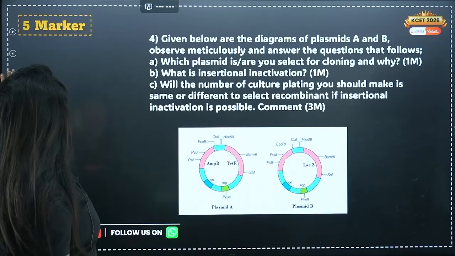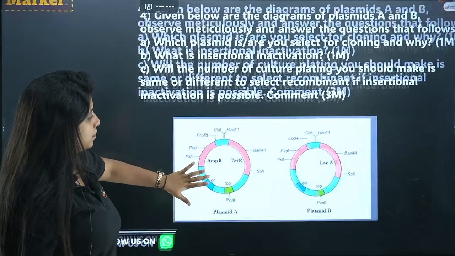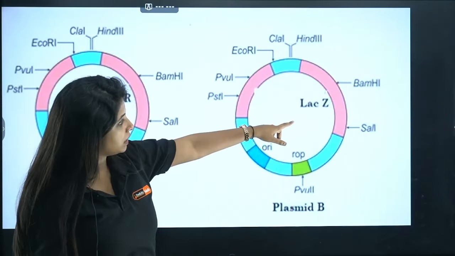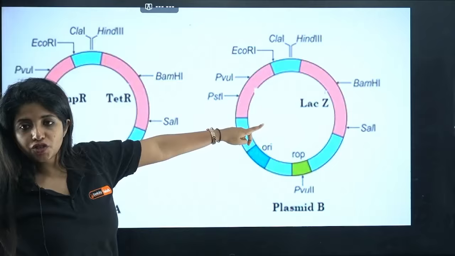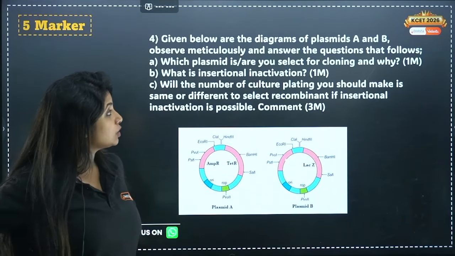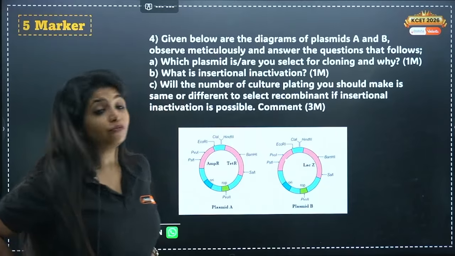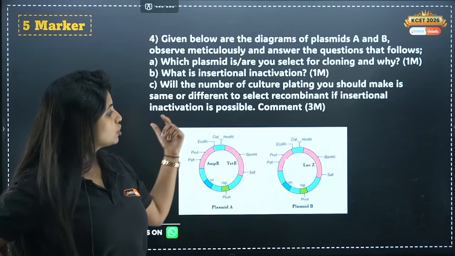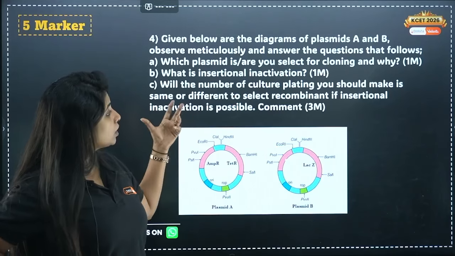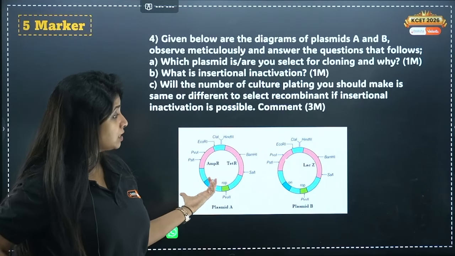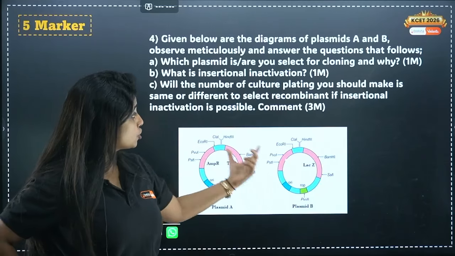See the plasmid. This is pBR322, but this is something else. This is having the lacZ gene, my dear children. Which plasmid will you select for cloning and why? What is insertional inactivation? And will the number of culture platings you should make be the same or different to select the recombinants, if insertional inactivation is possible?